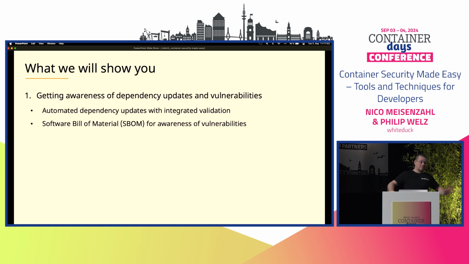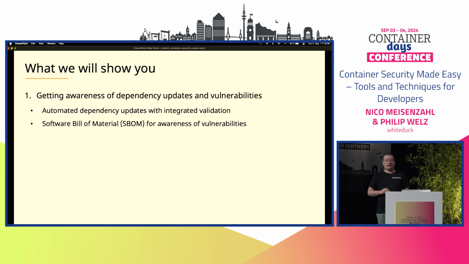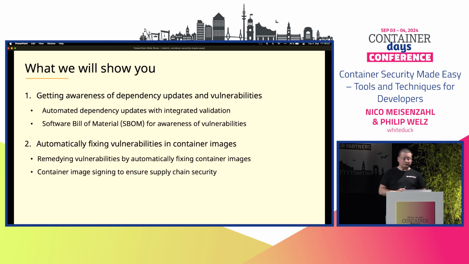So this was just to sum up all the stuff to have one baseline for what we will show you today. We have prepared 2 demos. The first one is about getting awareness of your dependencies and your vulnerabilities in your application, and getting an automated dependency update with integrated validation. We will talk about software bill of materials, short SBOM, to give you the baseline to check for vulnerabilities. The second one will be about automatically fixing those vulnerabilities we have found earlier, and also about container image signing to ensure your supply chain security. So these are the 2 demos we'll do in the next 20 minutes.